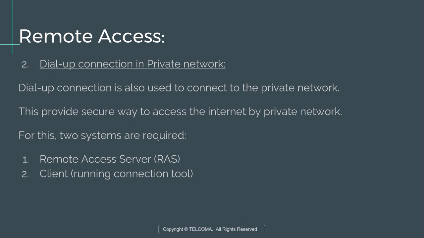The next is the dial-up connection in a private network. Here we use the dial-up connection to access the private network. The private network has provided a dial-up connection, so we have to dial the number first to access it. This provides a secure way to access the private network. For this, two systems are required. First is the remote access server and second is the client. The remote access server runs the Routing and Remote Access Services, that is RRAS, while the client runs the connection tool or program which provides access to the private network.